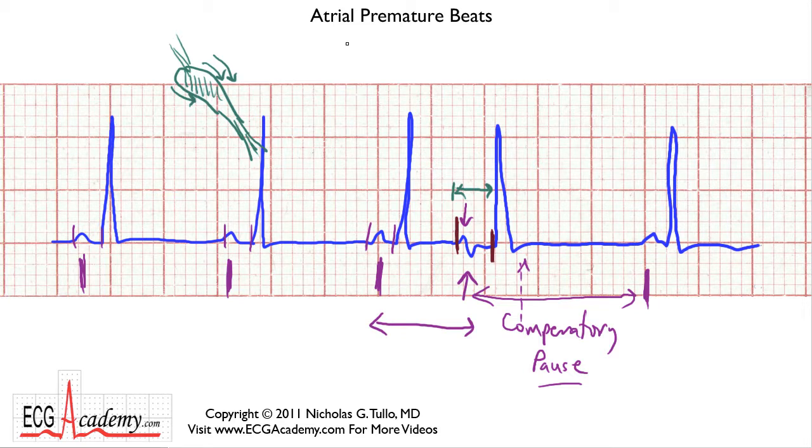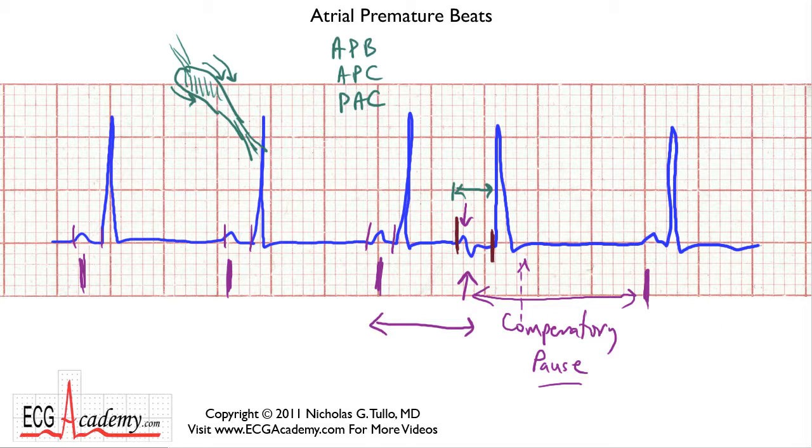There's a little bit of vagary in terms of terminology, because some people will call them atrial premature beats, and some people will call them atrial premature contractions or atrial premature complexes. Some people like to put the P first. They call them premature atrial contractions. It all means the same thing.